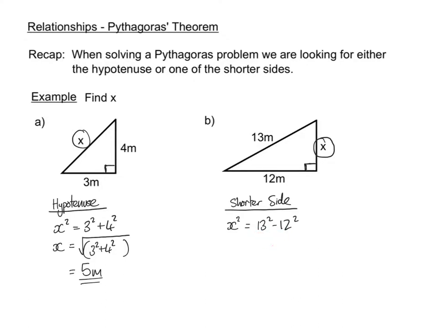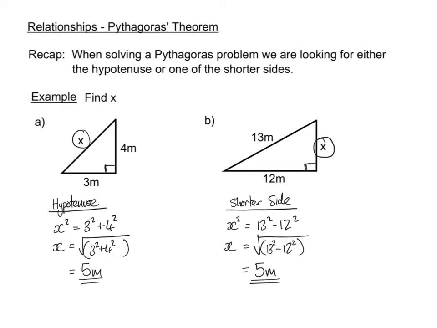After that, the process is pretty much the same. We're going to take the square root of both sides. So again, just keep it all together, 13 squared in brackets minus 12 squared. Close your brackets again, type it all into your calculator, and again, this comes out to 5 meters.